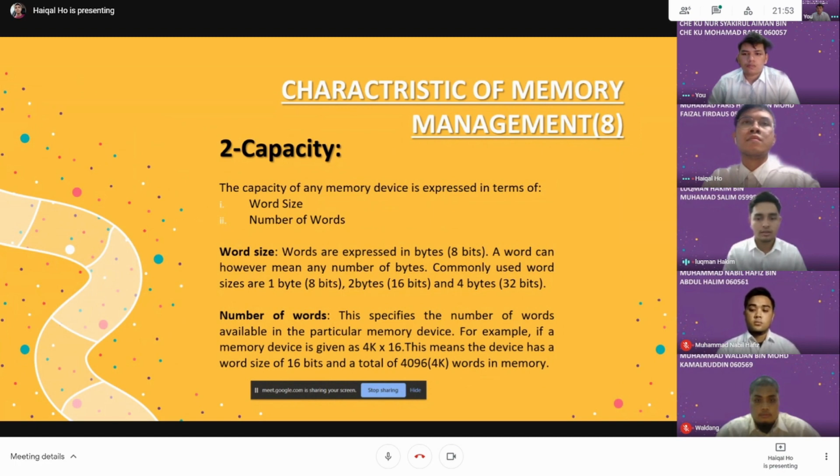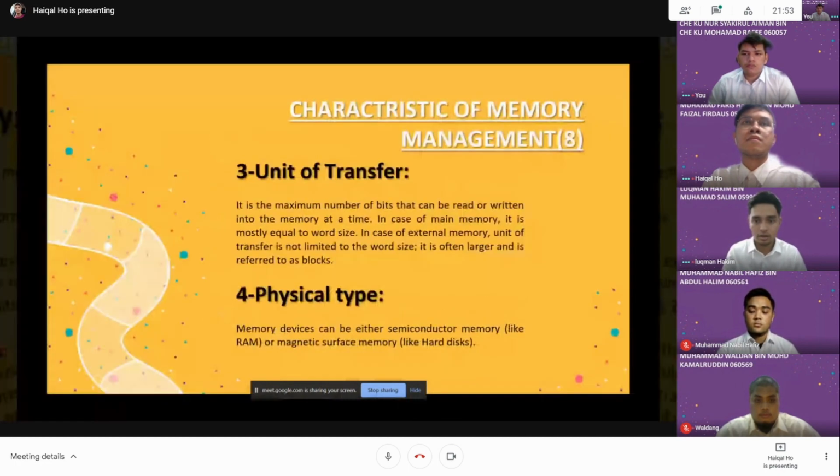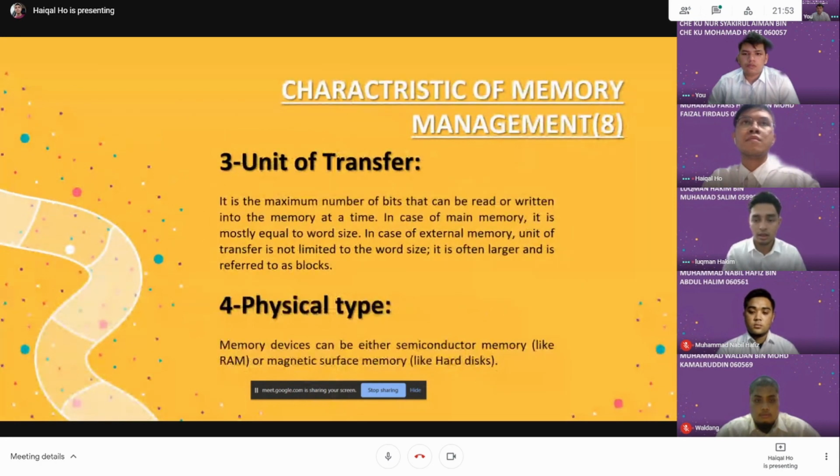The third characteristic is unit of transfer. It is the maximum number of bits that can be read or written into the memory at a time. In the case of main memory, it is mostly equal to the word size. In the case of external memory, the unit of transfer is not limited to the word size. It is often larger and is referred to as a block.